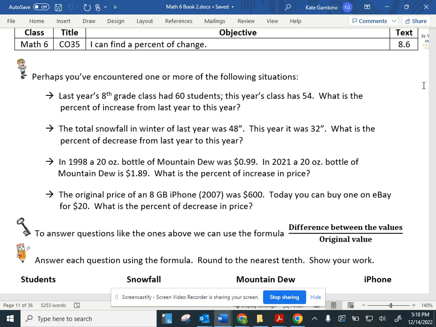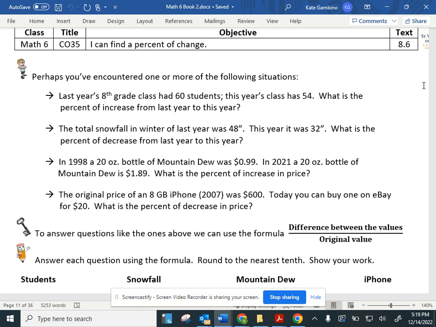So perhaps you've encountered one or more of the following situations. Let's say last year's 8th grade class had 60 students and this year's class has 54. What is the percent of increase from last year to this year? Or the total snowfall in winter of last year was 48 inches, but maybe this year it's only 32 inches. What is the percent of decrease from last year to this year?